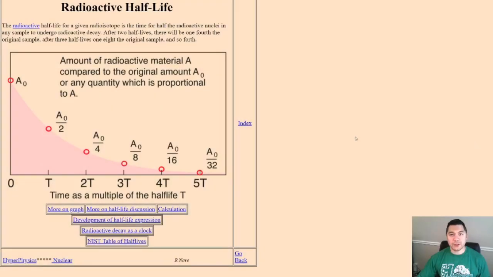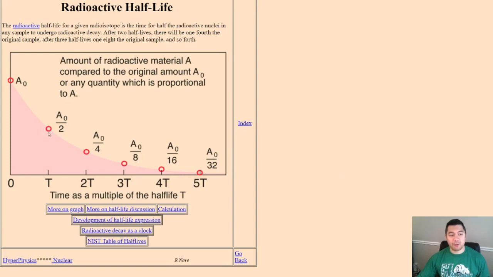We can use this Georgia State website to take a look at the graph of decay. So we can see that after each of these time periods, which is a half-life, half of the substance has decayed. And thus we end up with this curve. This is what our half-life curves will always look like because of this pattern of decay.